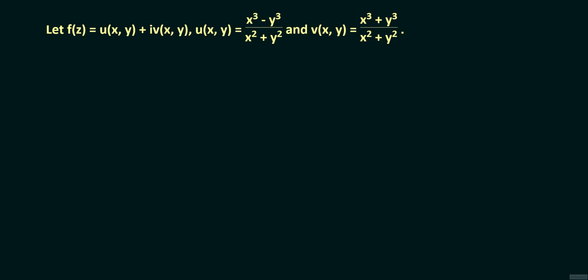In this lecture, we will work out an exercise on using the epsilon-delta definition of limit to prove a limit equation involving complex numbers. Let f of z be equal to u of xy plus I times v of xy.